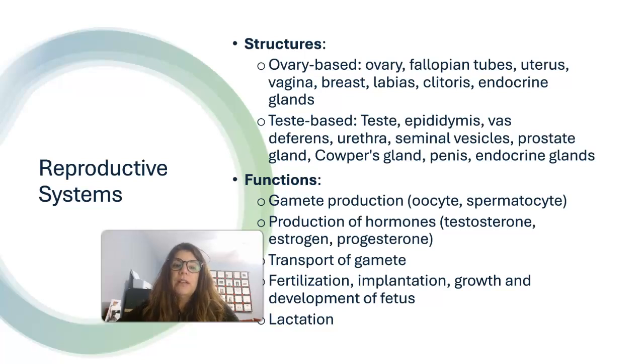Main function of the reproductive system is gamete production, so an egg or a sperm, or oocyte or spermatocyte production, production of hormones, testosterone, estrogen, progesterone, the transport of those gametes, fertilization, implantation, growth and development of a fetus in an ovary-based, and then also lactation as a secondary function.